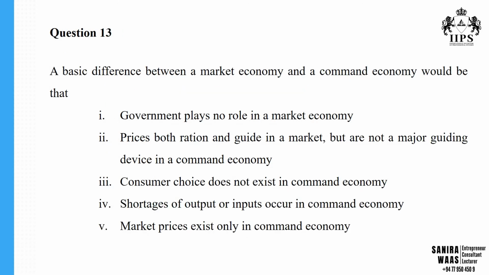Going to question number 13, they're asking, a basic difference between a market economy and a command economy would be that government plays no role in a market economy. Prices both ration and guide in a market but are not a major guiding device in a command economy. Consumer choice does not exist in a command economy. Shortages of output or input occur in command economy. Market prices exist only in command economy.